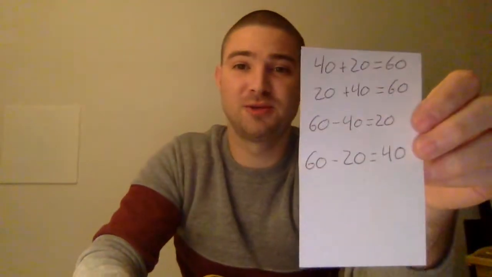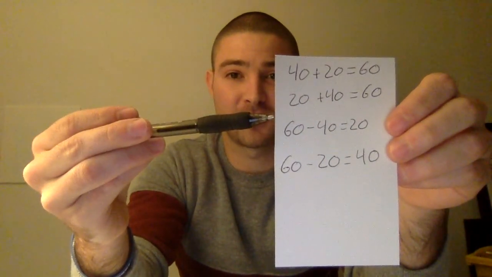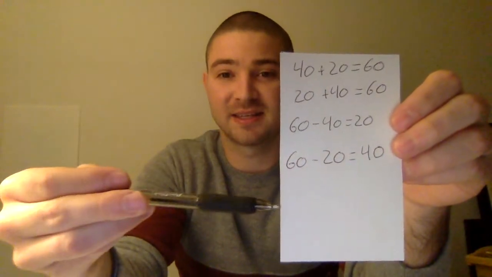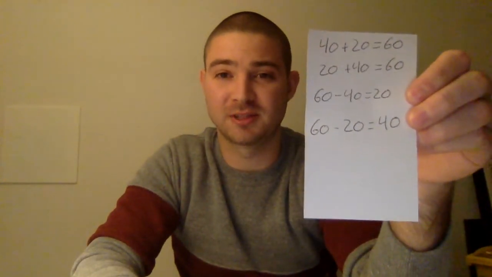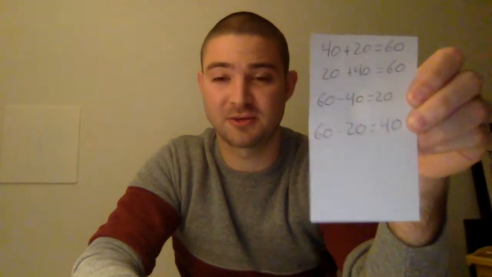So you should have 2 addition equations. 40 plus 20 equals 60. 20 plus 40 equals 60. 60 take away 40 equals 20. And then 60 take away 20 equals 40. Okay, if you didn't have it, go ahead and try it again. You can pause the video, try it again. If you did, awesome job.